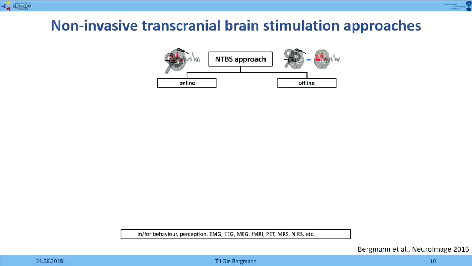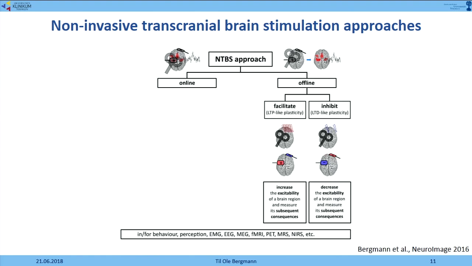So, in principle, what you can do when combining these approaches to study brain oscillations, you can go for an online or an offline approach. Online means you image or record while you stimulate, and you look for the direct response of the brain to the stimulation. And offline would mean that you use a protocol to induce synaptic plasticity, and then you look for the subsequent after effects that arise from these synaptic changes. And based on the protocol, you can induce some LTP-like facilitation or LTD-like depression of cortical excitability.